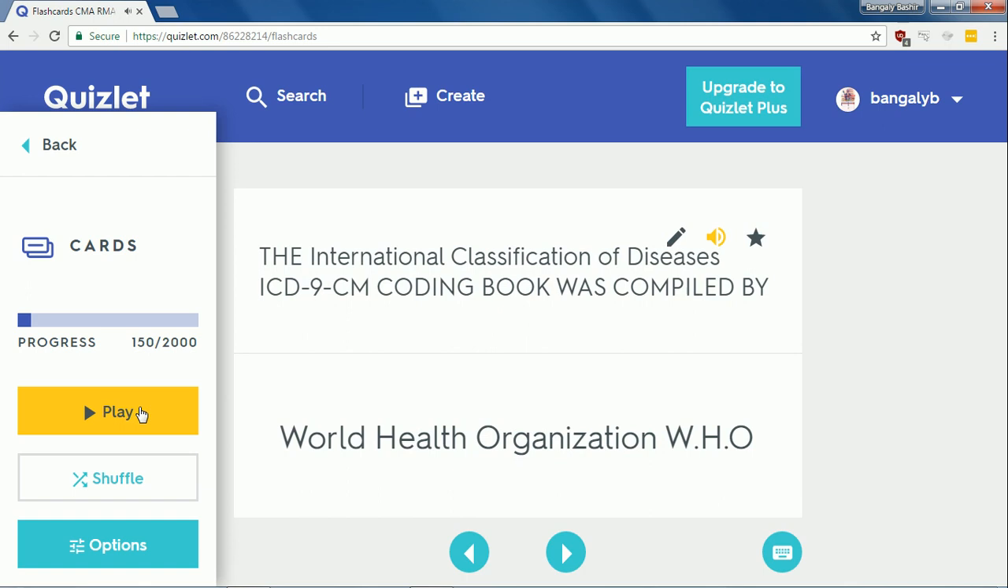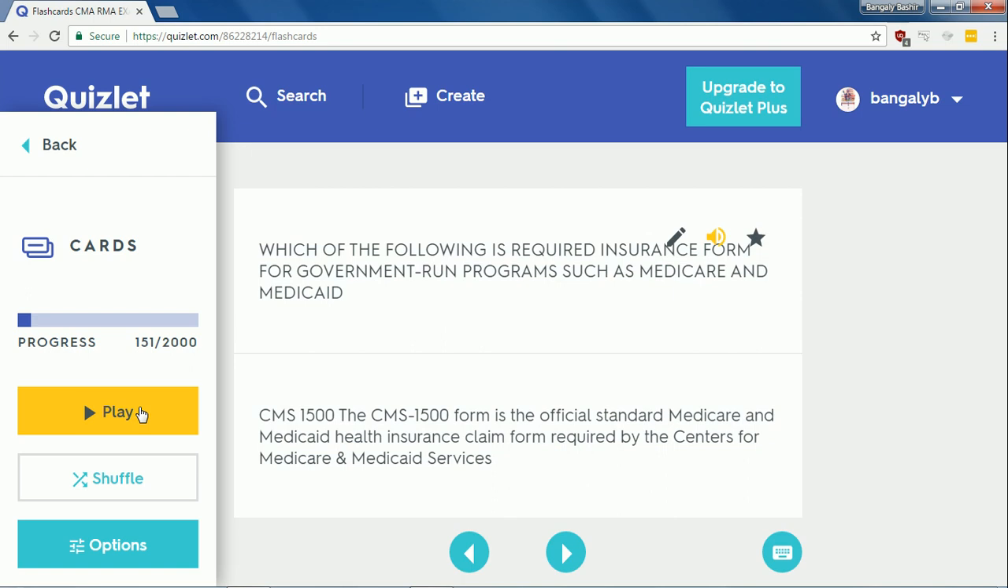The International Classification of Diseases ICD-9 Clinical Modification coding book was compiled by the World Health Organization, WHO. Which of the following is a required insurance form for government-run programs such as Medicare and Medicaid? CMS 1500. The CMS 1500 form is the official standard Medicare and Medicaid health insurance claim form required by the Centers for Medicare and Medicaid Services.